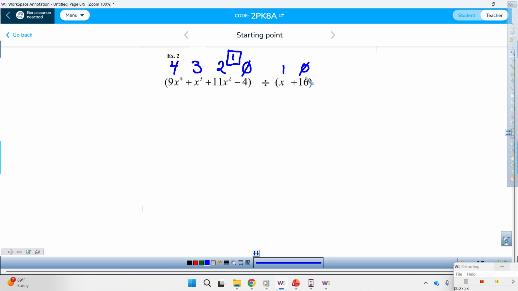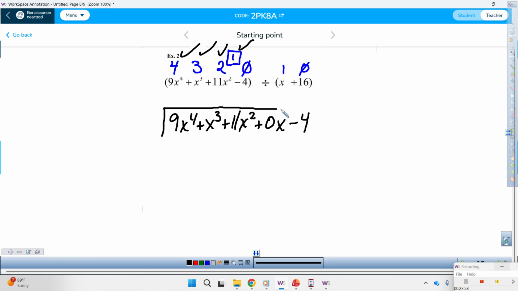Next one, first degree, zero degree. Is it in standard form? Yes, so that is done. Step 2, set up: 9x to the 4th, 4th degree done, plus x cubed, 3rd degree done, plus 11x squared, 2nd degree done. What's my next degree? Yes, plus 0x, or x to the 1st, done. And then at the end, minus 4, divided by x plus 16.